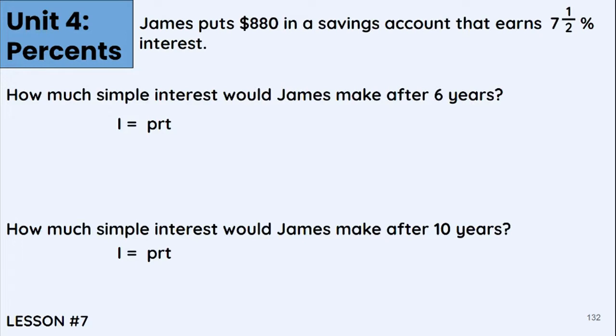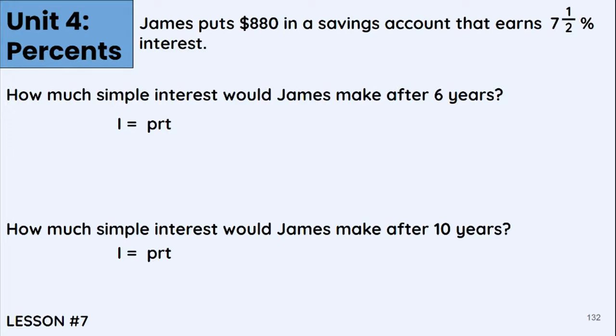James put $880 in a savings account that earned 7.5% interest. How much simple interest would James make after 6 years? How much simple interest would James make after 10 years? So we're comparing how much interest he would make in 6 years versus 10 years.